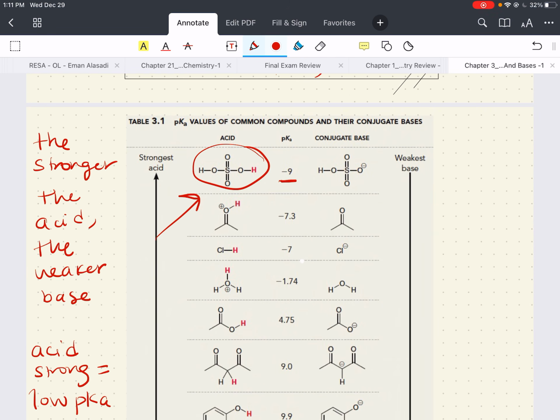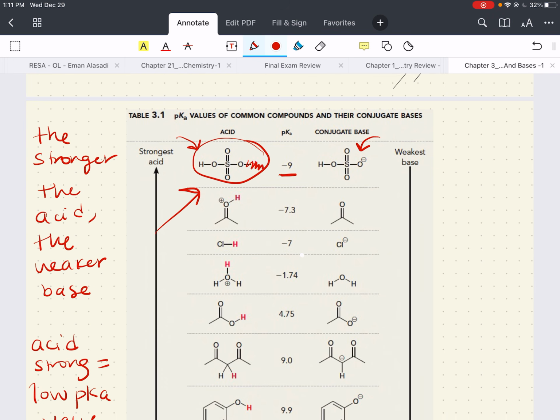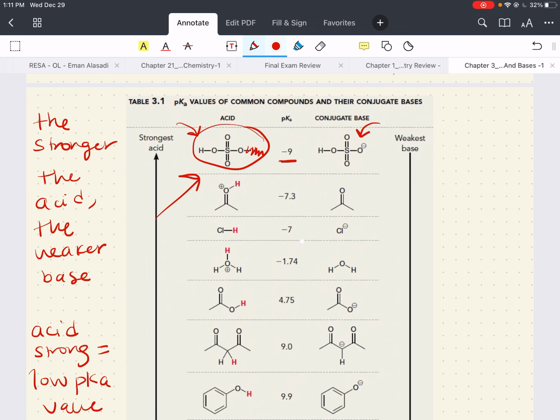Now, this is a strong acid. The sulfuric acid is a strong acid. If we deprotonate it, we take away that hydrogen, its conjugate is a weak base. Remember that inverse relationship between strong acid and strong base. When you look at the acid and you say that it's a strong acid, when you deprotonate it, when that hydrogen is lost, its conjugate base is weak. It's a weak base. Awesome.